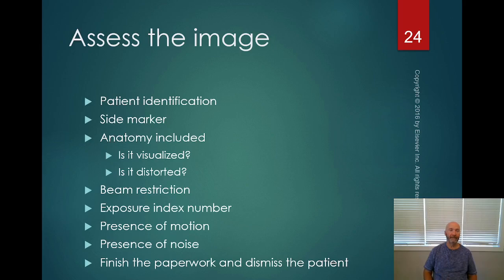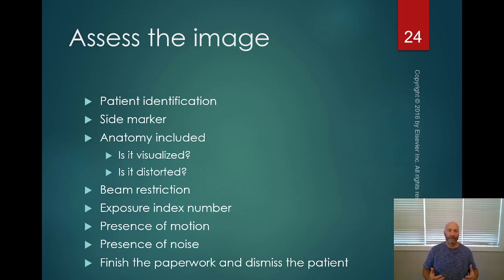Is it visualized? Not only is it inside the collimated field and on the image receptor, but are the radiographic quality measurements adequate to demonstrate what you want to see? Is contrast there? Is the density there? Is it distorted, indicating that you got either off-centering or an angulation on the central ray, or possibly the patient's anatomy is not parallel with the image receptor and perpendicular to the central ray?